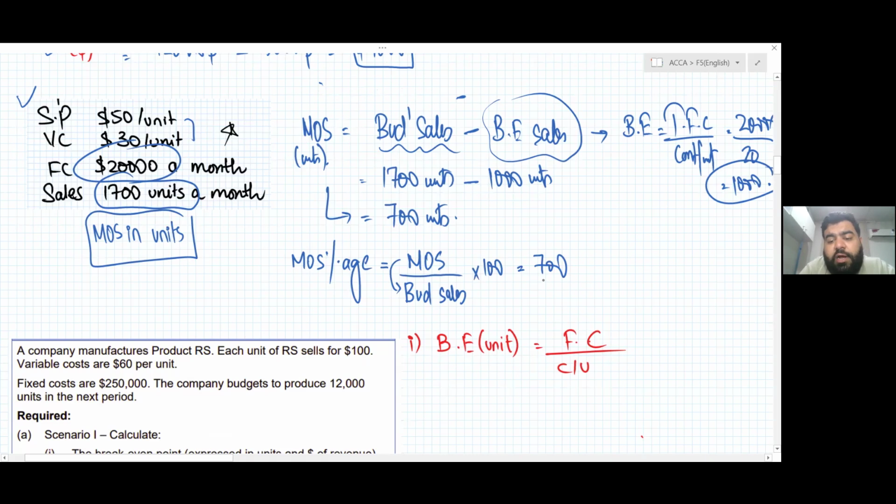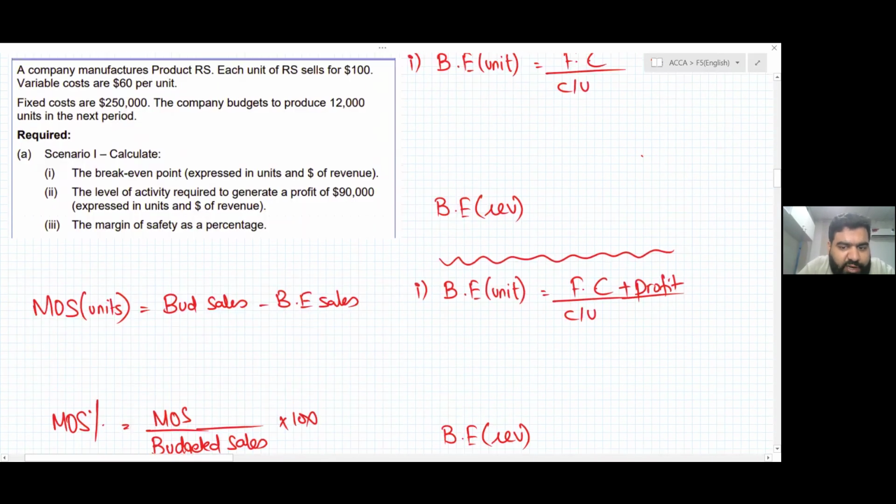Margin of safety is 700 divided by budgeted sales, 1700, multiplied by 100. So 700 divided by 1700 into 100, it's 41.2%. 41.2% is margin of safety in percentage. They can ask you in percentage as well as in the question I have given here.